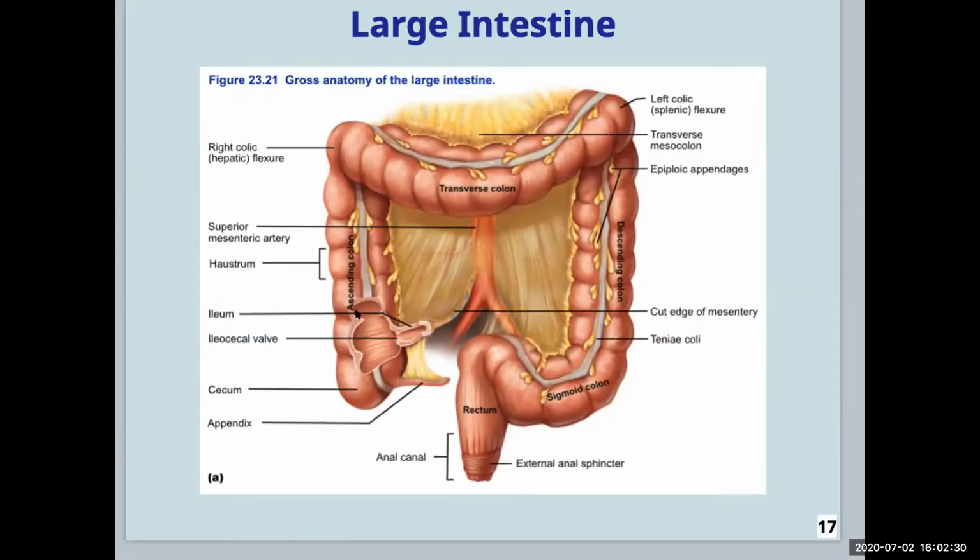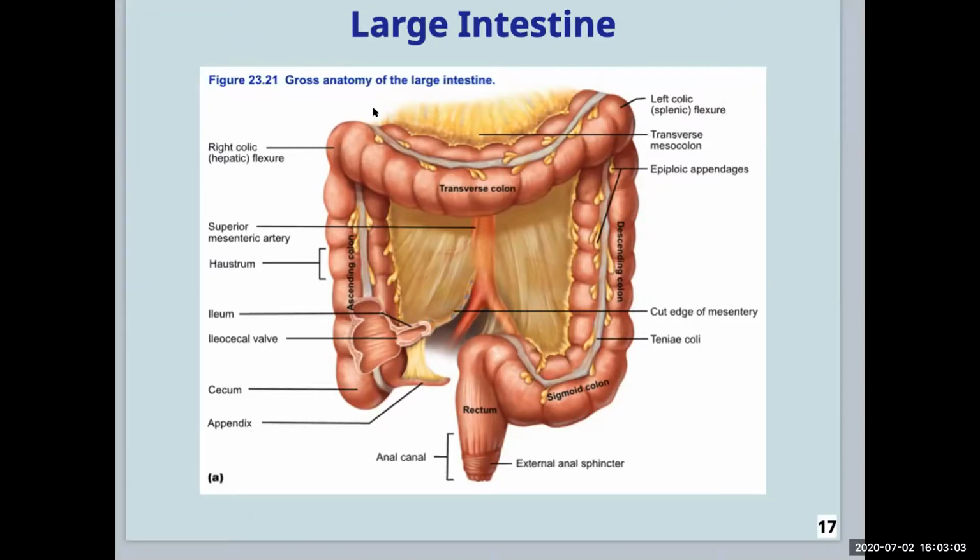Now between the ascending colon and the transverse colon is this bend. This is known as the right colic flexure. It's also known as the hepatic flexure. Whereas this other one, between the transverse and the descending colon, is known as the left colic flexure or splenic flexure. That's because hepatic is referring to the liver. This flexure is closer to the liver. This flexure is closer to the spleen, which is on your left side.